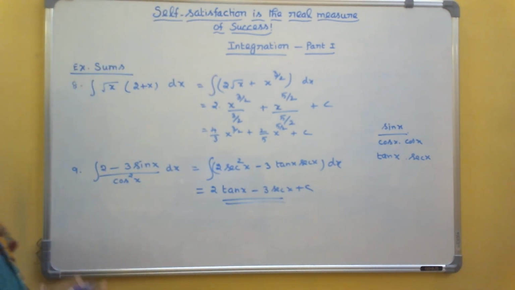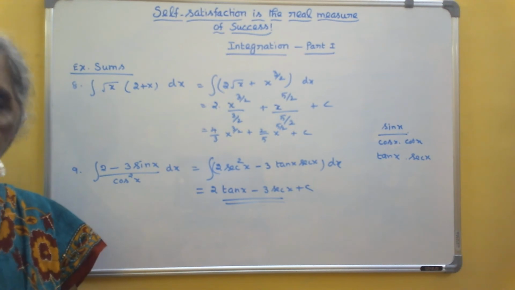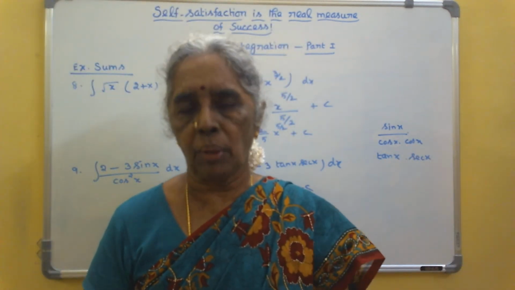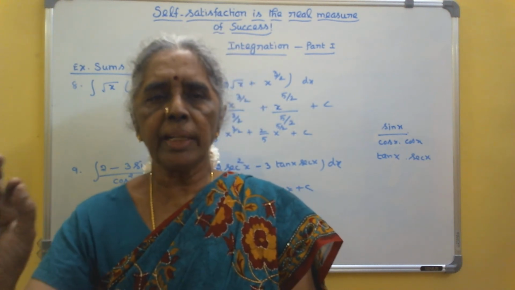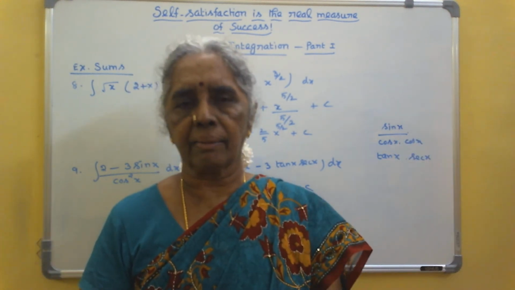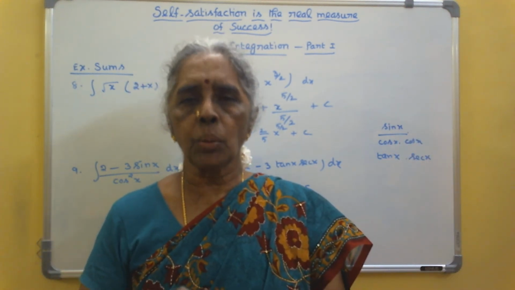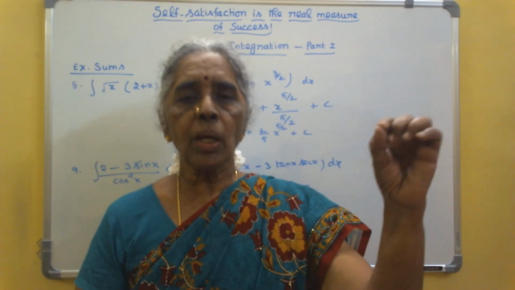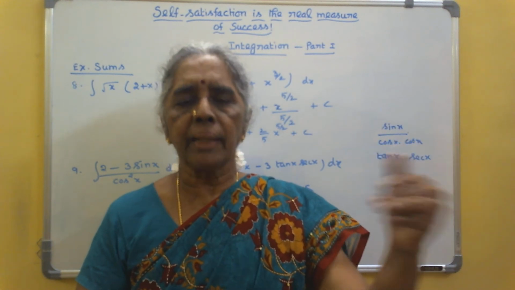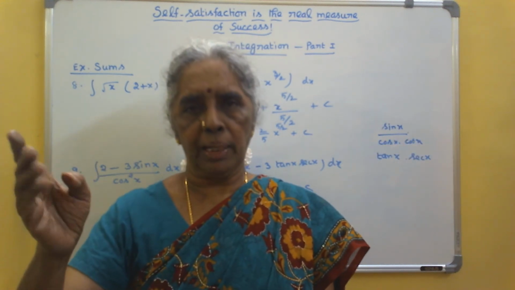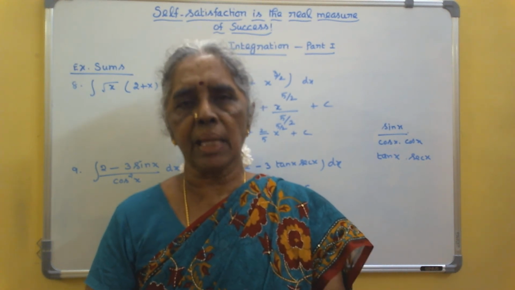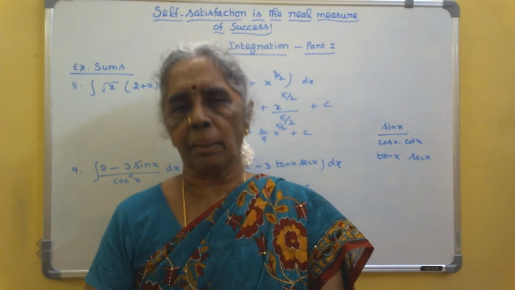So have you understood all these 9 sums? Let me give you a quick recap of what you have learned. When you have an x power n like thing in the numerator, you will use the formula x power n plus 1 by n plus 1. If you have an x power n format in the denominator, take it to the numerator and then your n will become negative, and then apply the same formula x power n plus 1 by n plus 1.